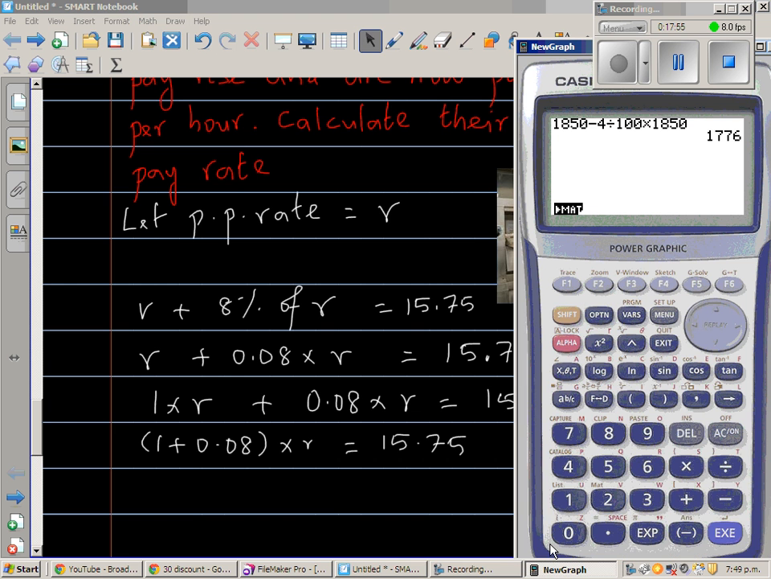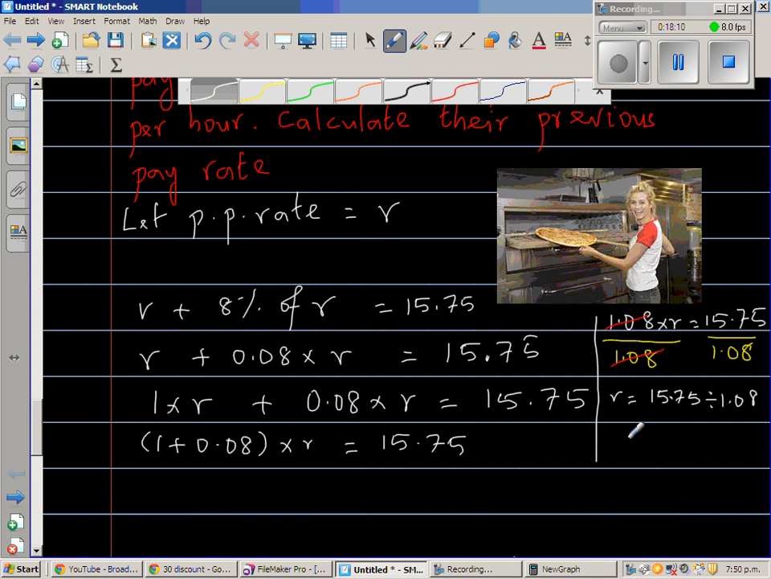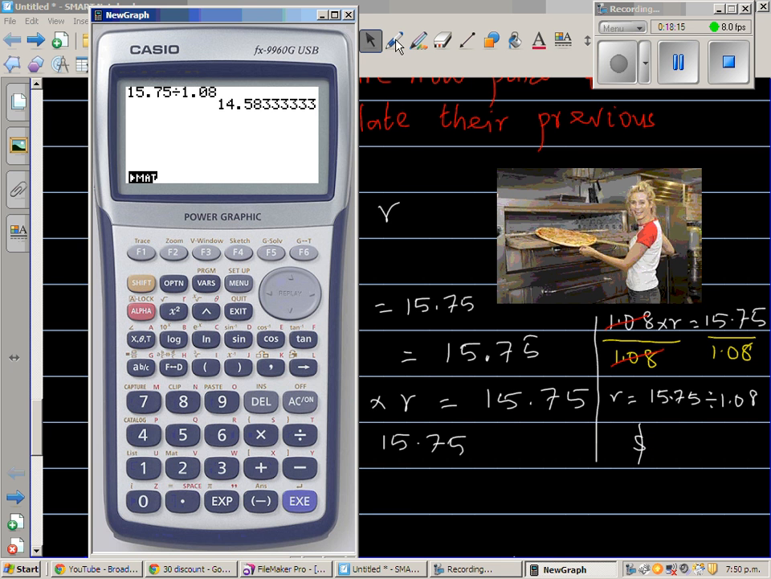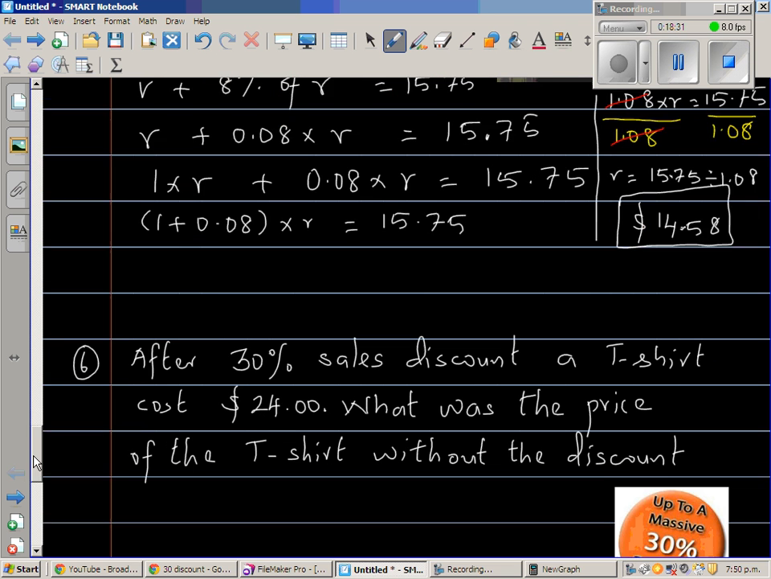So we need a calculator. So 15.75 divided by 1.08 is 14.58 to 2 decimal places. So the workers were getting $14.58. 14.58 is the answer. So you can check the answer by going backwards, multiply 1.08 to this, and you'll get 15.75. Okay, one more example.